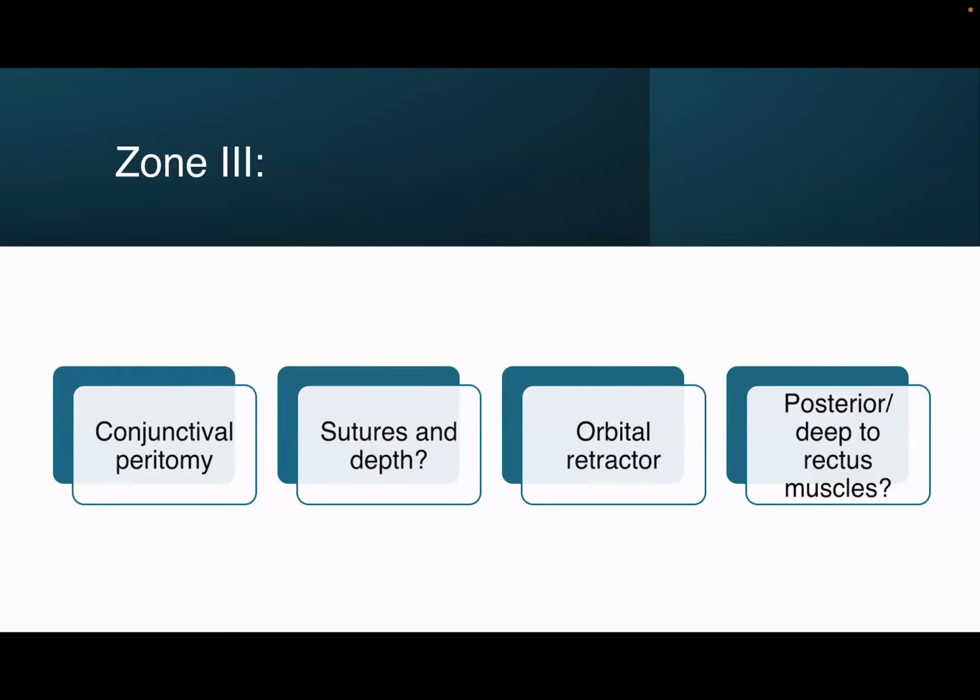If the wound is posterior and deep to the rectus muscle, we can go with repair as follows. We will remove the rectus muscle as the ideal surgical sequence. We'll remove it from the insertion, suture it and remove it, and then suture your sclera and then put the rectus muscle back in its place.